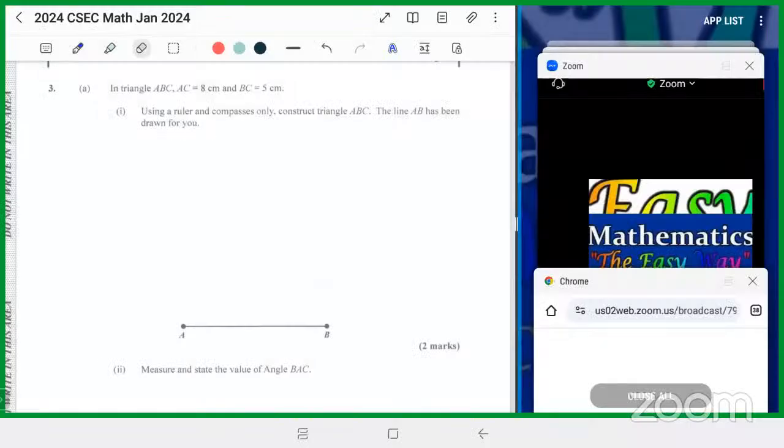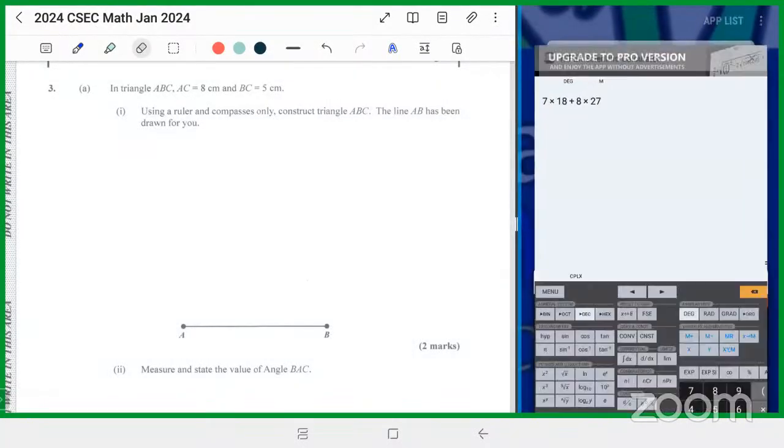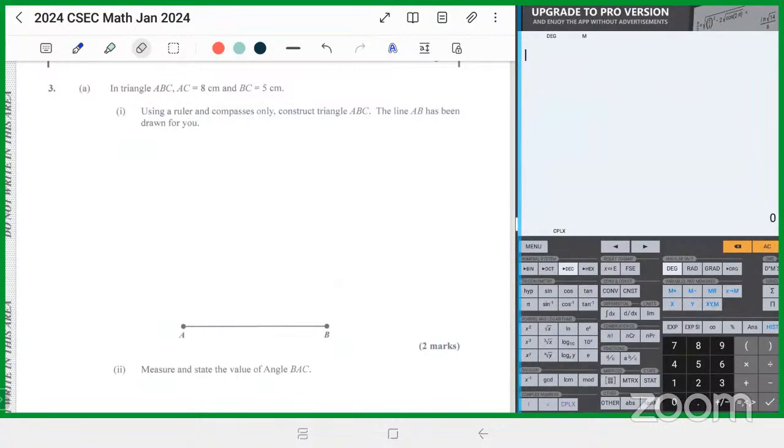At number 3, January 2024, Paper 2, CSEC Maths, at number 3. All right, so number 3 tells us that in triangle ABC, AC is 8 centimeters, BC is 5 centimeters. Using a ruler and a compass, we have to construct triangle ABC, and they tell us that the line AB has been drawn right here. So they give us this line, and that's A and B, and we are basically to add the point C somewhere.